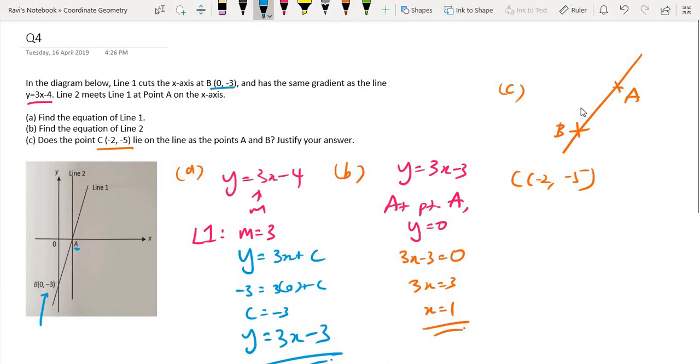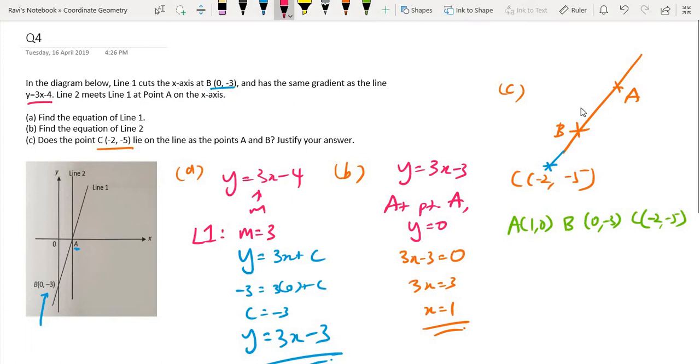What do we know? If C were on this line, for example if I extend this and say that C is here, then these 3 points A, B and C are collinear, correct? And if they are collinear, their gradients are the same. So all I need to do is find the gradient between two points, and between C and one of these other points, and see if they are the same. Let me write down the points again over here. A is (1, 0), B is (0, -3), and C is (-2, -5).